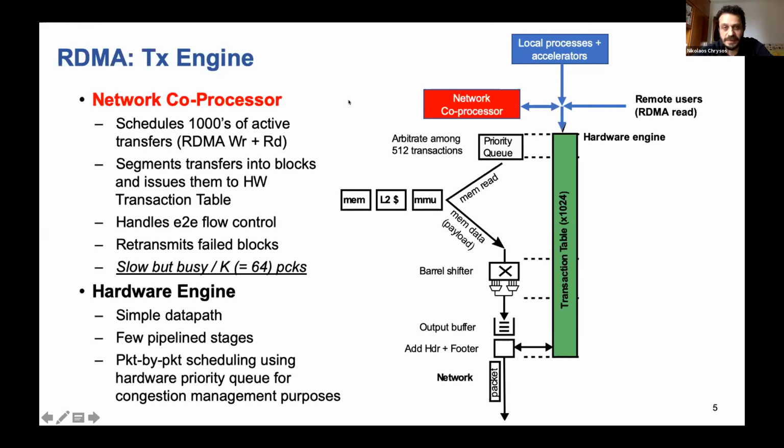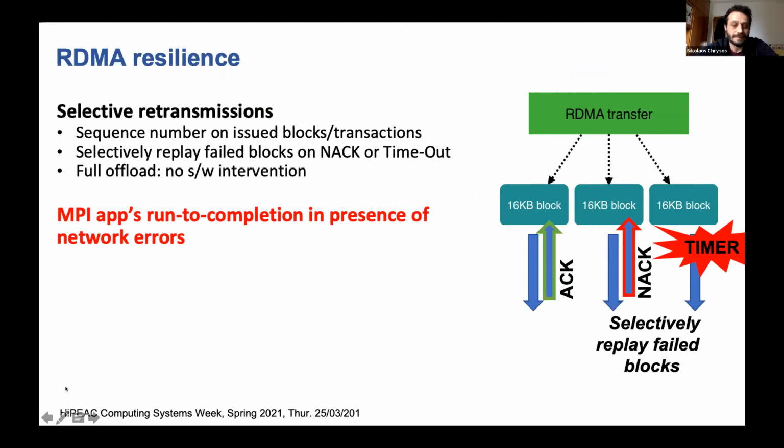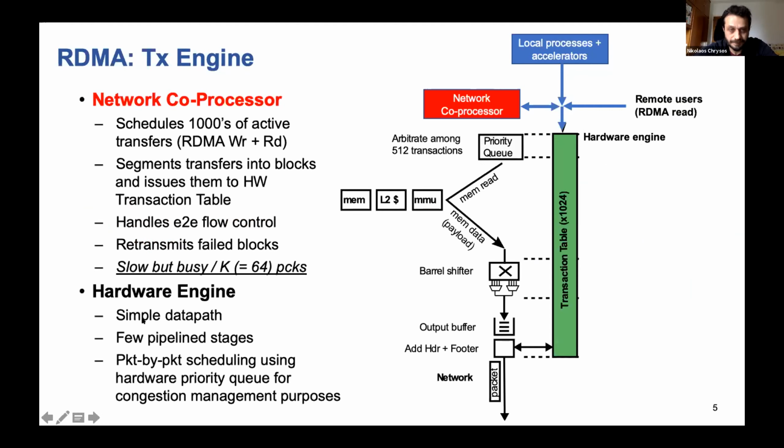This network coprocessor is a core which does some simple things. It's not a fat core. It can host thousands of active transfers. You may have many transfers outstanding here, and it schedules some of them. It segments these transfers, as I talked about before, into 16 kilobyte blocks and issues them to the hardware. Here is the hardware, this is mostly the hardware thing.